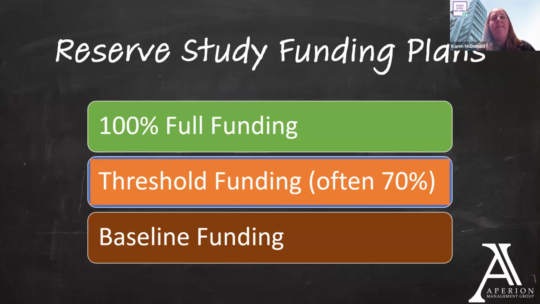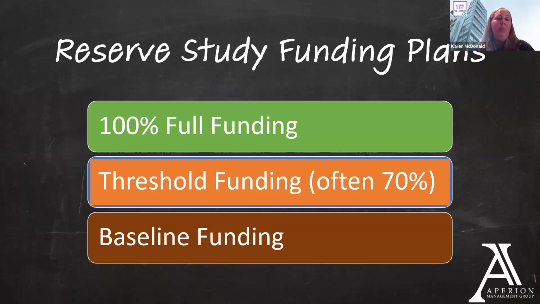So the reserve study is going to offer 3 funding plans. 2 of these are required by National Reserve Study standards. That's your 100% full funding plan and your baseline funding plan. And the threshold funding model is typically at the reserve study provider's discretion and is usually what we refer to as a 70% model, because as you will recall, I mentioned previously that associations that are 70% or more funded have the lowest risk of a special assessment.